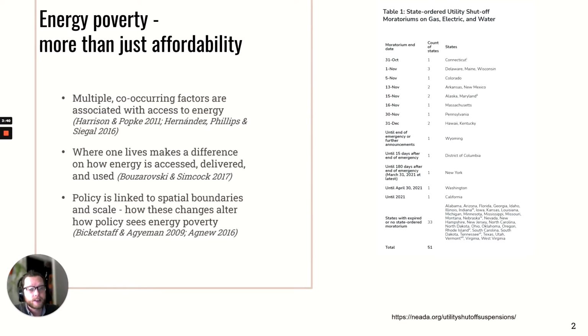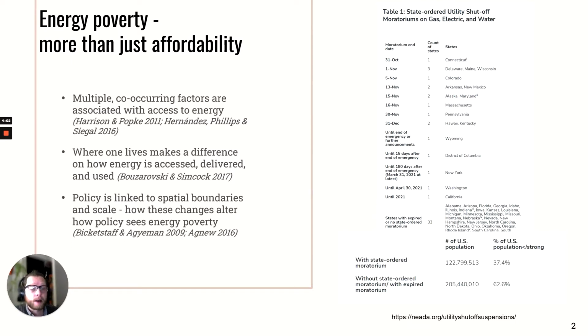One of the most prescient examples of this is the state-ordered moratoriums during the COVID pandemic, specifically last October. That's where this data comes from. As we can see, different states had moratoriums, some moving between state lines. You would either be under a moratorium or you wouldn't, and this makes a major difference in how populations were dealing with energy poverty. If we aggregate this data, we can see that about a third of the U.S. population had a state-ordered moratorium, while about two-thirds didn't.